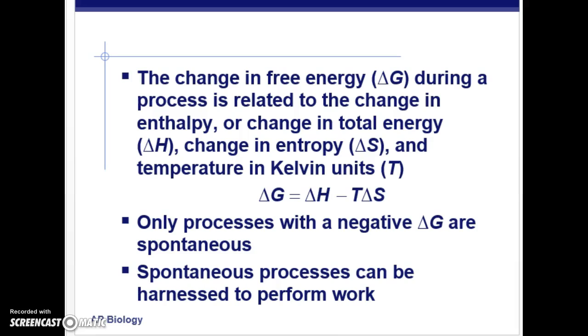And what that's saying is that every spontaneous process is going to decrease the entire system's free energy, because that's what delta G stands for. And the processes that have a positive or a zero delta G are never going to be spontaneous. When we have a zero delta G, what we have is a system that can no longer do any work. It's at equilibrium.